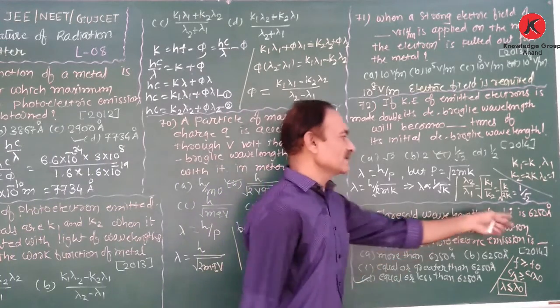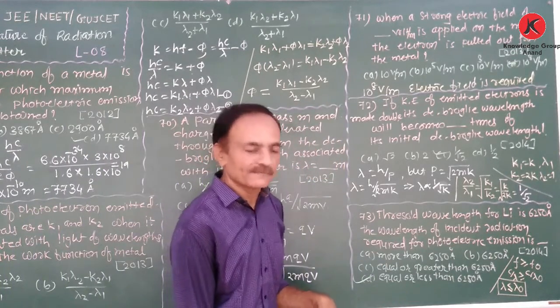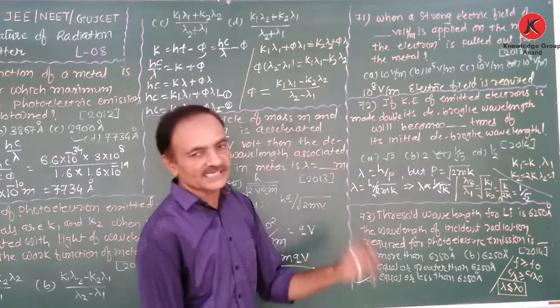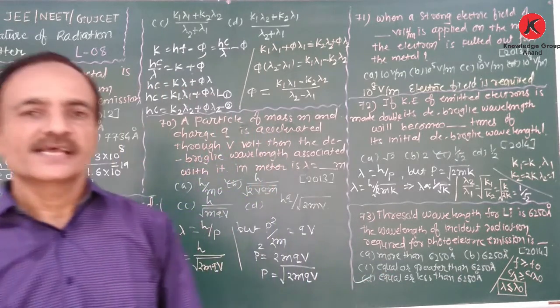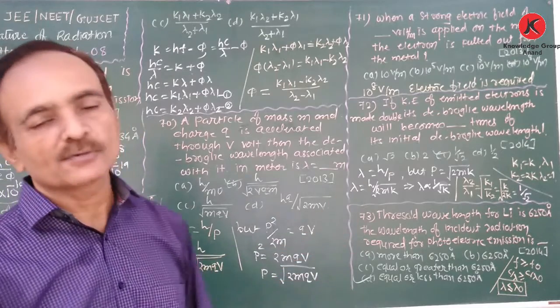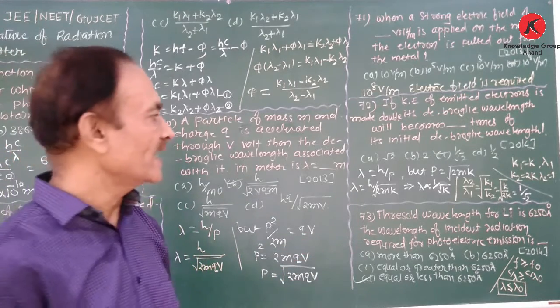The threshold wavelength for lithium is given as 6250 angstrom. Therefore, the answer is that the required wavelength is equal to or less than 6250 angstrom.